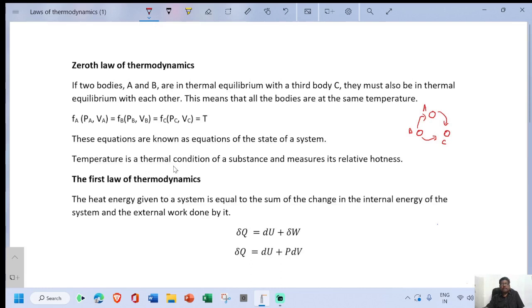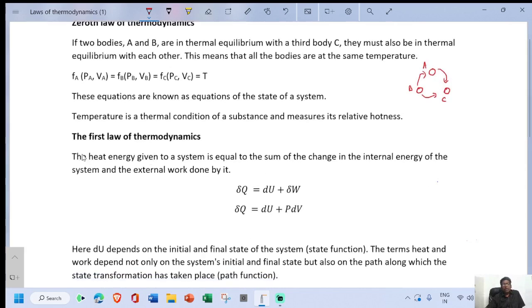Temperature is a thermal condition of a substance and measures its relative hotness. The consequence of the zeroth law of thermodynamics is temperature. Now we will go to the first law of thermodynamics. The quantity of heat energy given to the system is equal to the summation of the change in internal energy of the system and the external work done by the system.